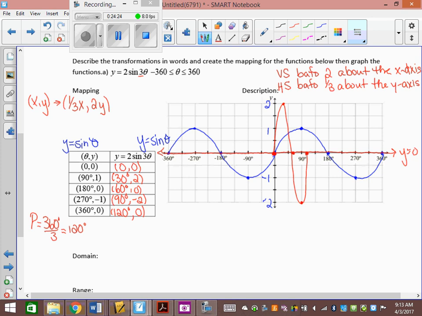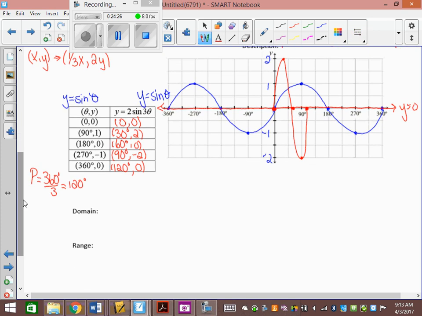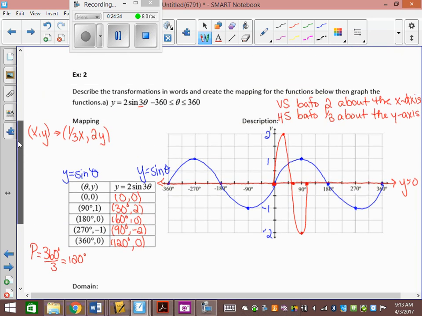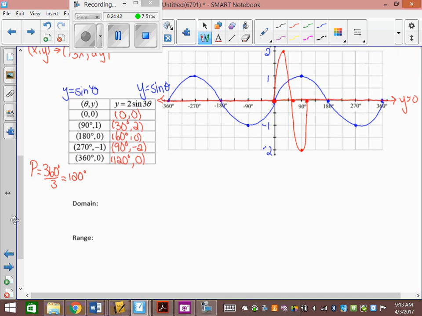We're good. So what's the domain of this graph? The domain of this graph, this is actually quite a stupid question, because the domain of this graph is the domain they gave us, negative 360 to 360. You should have degrees or this would be radians. That's a typo. So the domain of this particular graph is negative 360 less than or equal to x.